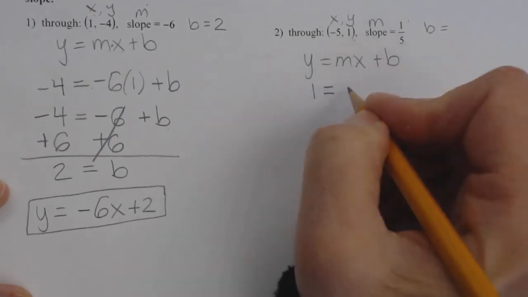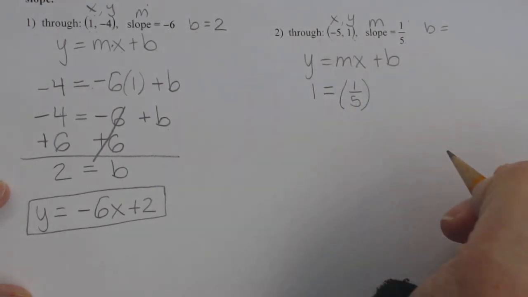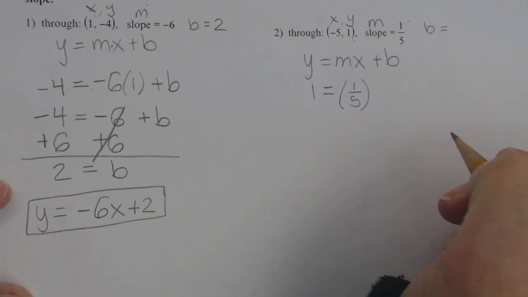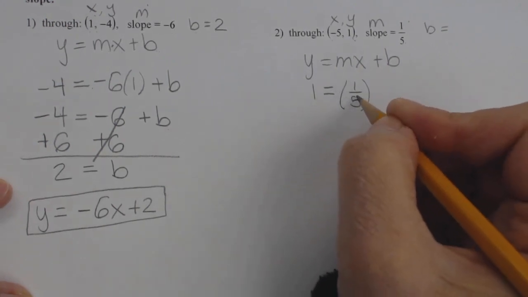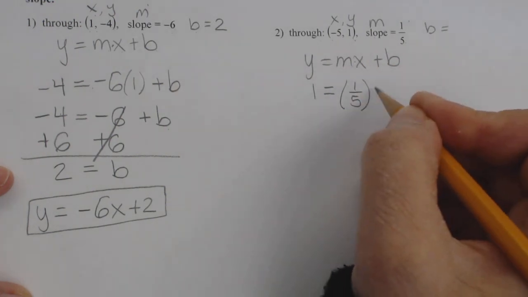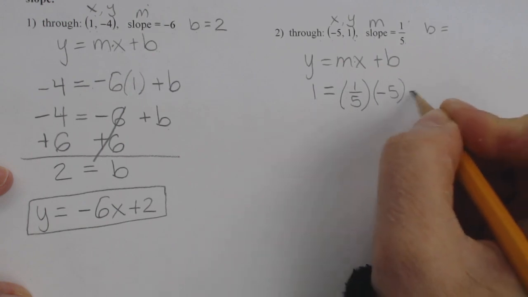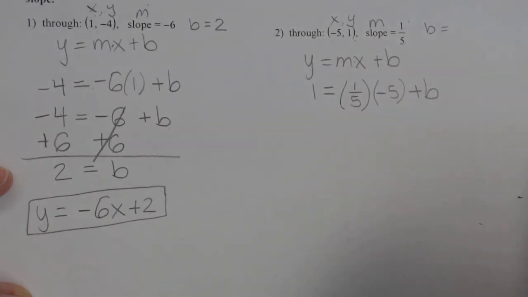Our slope is 1/5, 1 over 5. Now I'm going to put this into parentheses because it is a fraction. I like to enter fractions into any type of equations using parentheses. This is multiplication, so I am going to be multiplying by my x value, which is -5. And I do not know what my b value is, so I'm going to put plus b.